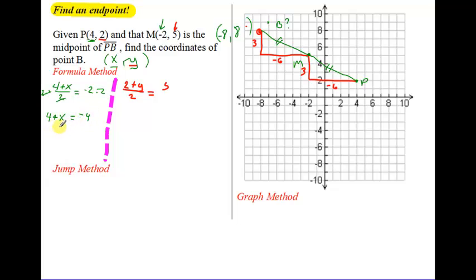All right, so now I just need to get x alone. If I want to subtract this 4 off, that'll leave me an x. Making sure to subtract 4 from this side gives me a negative 8. So that's my x coordinate.